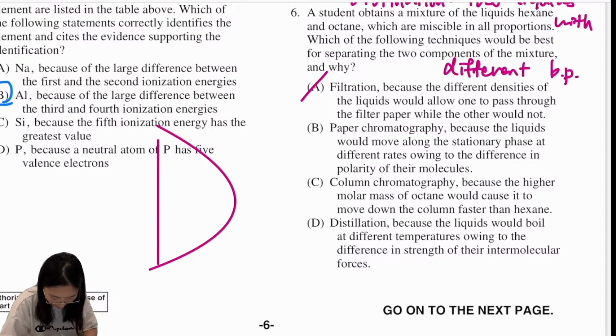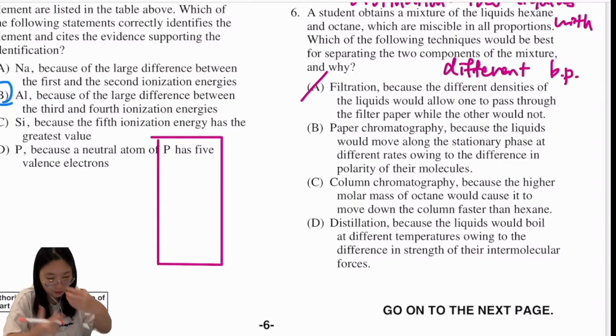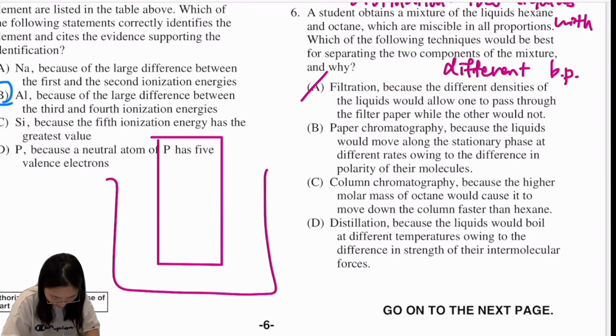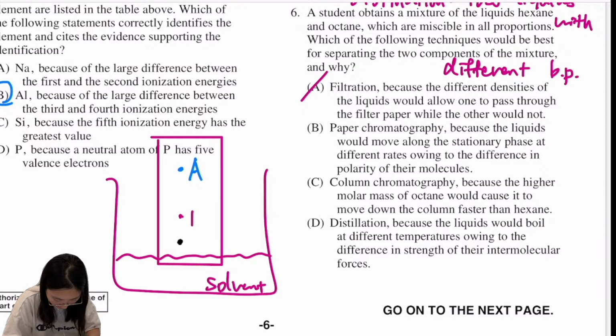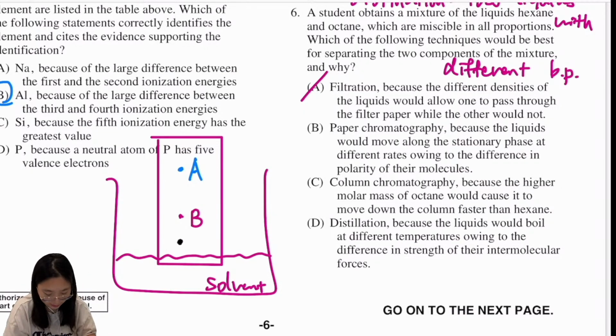For paper chromatography, how you do it is you have this paper, and you put it in a beaker with a little bit of solvent at the bottom. Then you put a dot of the mixture right above the solvent level. The solvent goes up along the paper and drives the substances upward, but they have different speeds depending on polarity. If substance A has the same polarity as the solvent, it goes faster. Let's say B has a different polarity from the solvent, then it goes slower. That's when it gets separated.